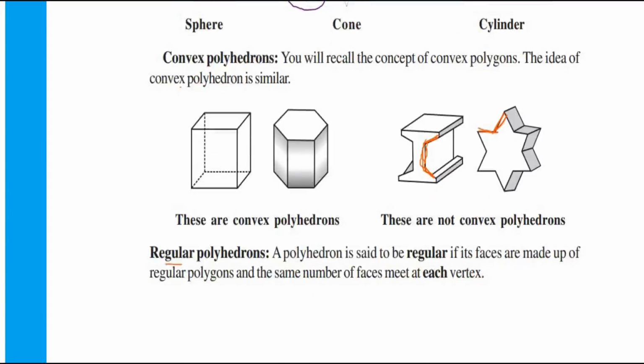Now let's talk about regular polyhedron. When I say regular, it means all the sides are equal. A polyhedron is said to be regular if its faces are made up of regular polygons. So equal sides, right? Regular polygon means equal measure, equal side measures, and the same number of faces meet at each vertex. You see in this figure, at this vertex 3 faces are meeting, at this vertex also 3 faces are meeting. So same number of faces meet at each vertex. So it's called a regular polyhedron.